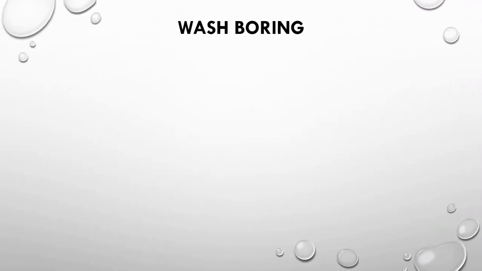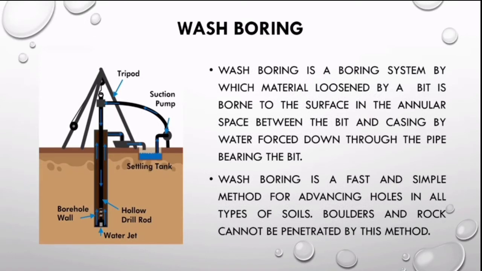Wash boring. Wash boring is a boring system by which material loosened by a bit is borne to the surface in the annular space between the bit and casing by water poured down through the pipe bearing the bit. Wash boring is a fast and simple method for advancing holes in all types of soils. Boulders and rocks cannot be penetrated by this method.